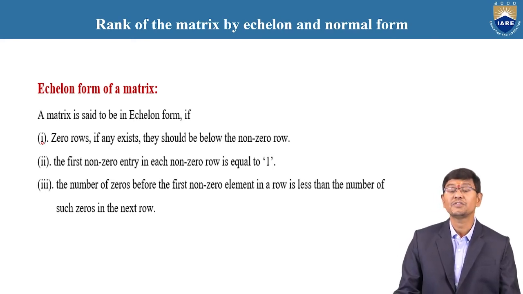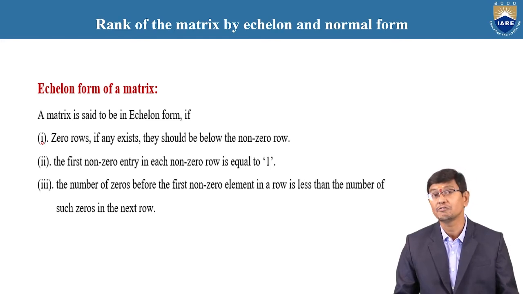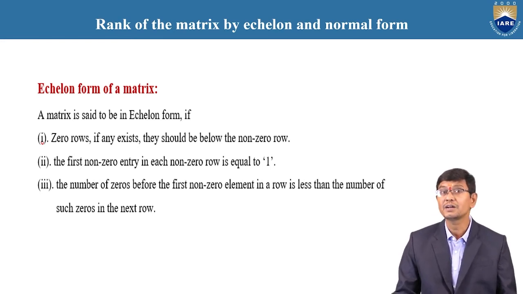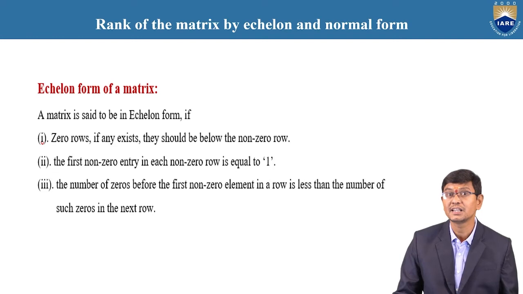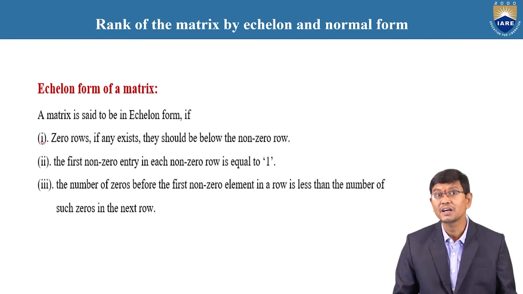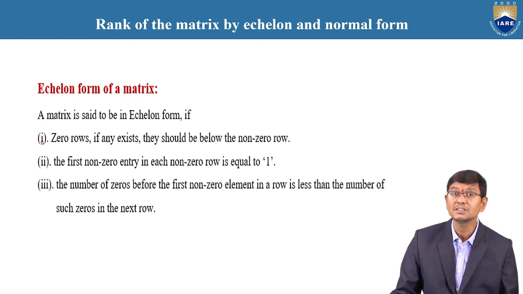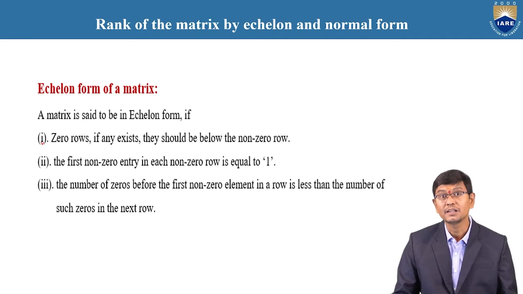The second condition: the first non-zero element in each non-zero row should be one. A non-zero row means that at least one of the elements in that particular row is a non-zero number. In such a non-zero row, the first non-zero element should be a unit value, that is, one.